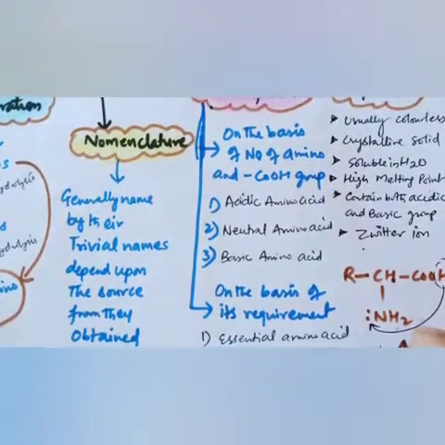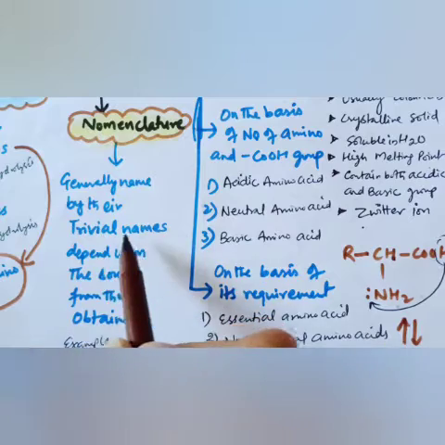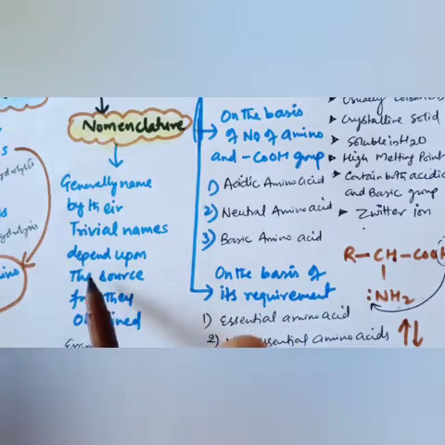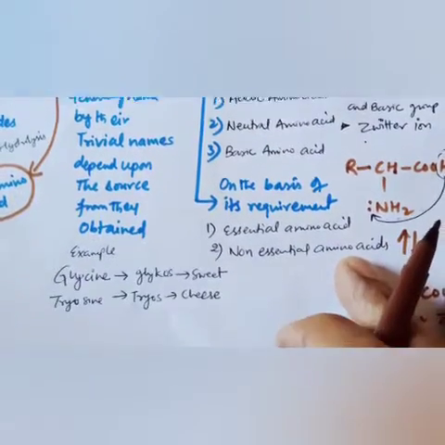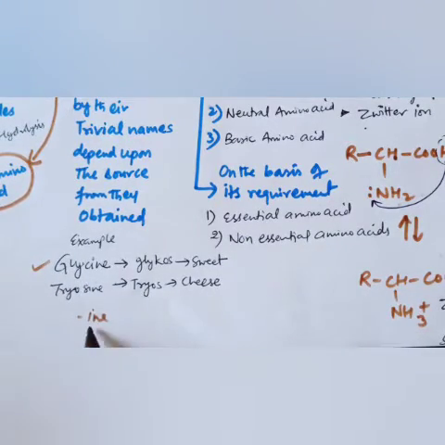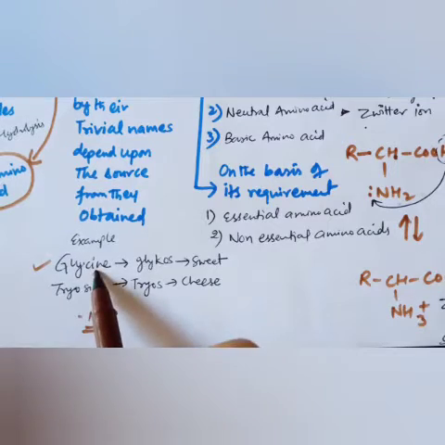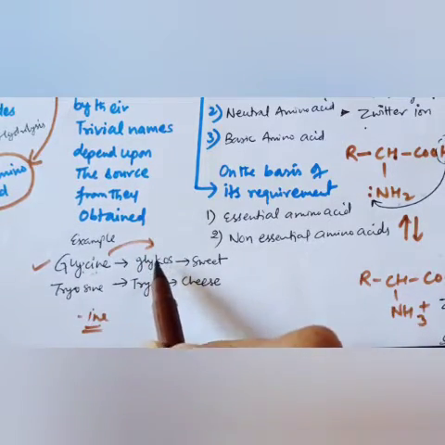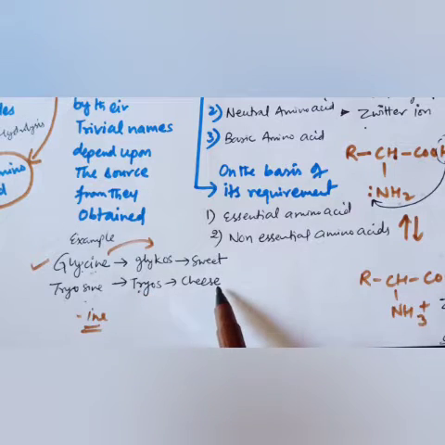If we talk about nomenclature, generally the names of amino acids are given by their trivial names, which depend upon the source from which they were obtained. For example, glycine and tyrosine. In the end you will get the ending "ine", like carbohydrates you have seen "ose". The word glycine came from the Greek glykos, which means sweet, so that's why its name is glycine. Tyrosine came from tyros, meaning cheese.